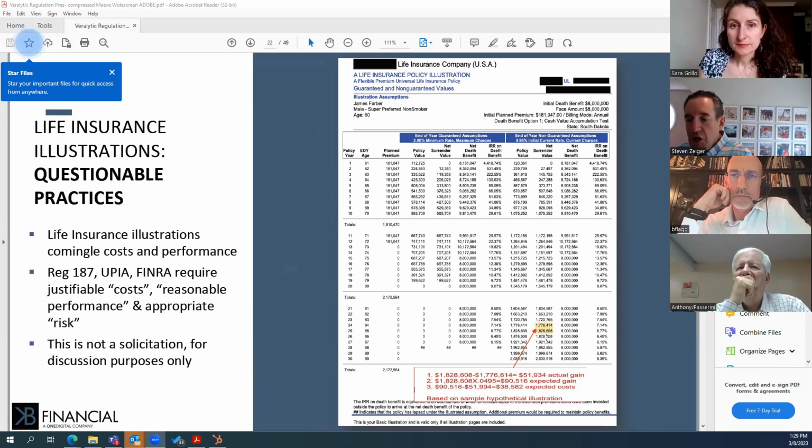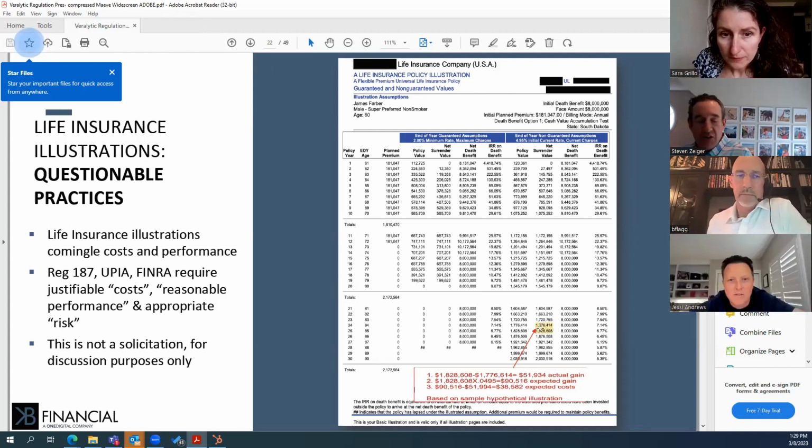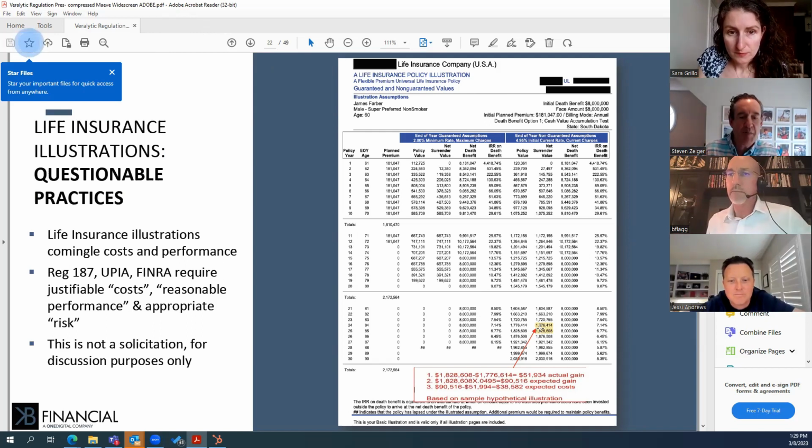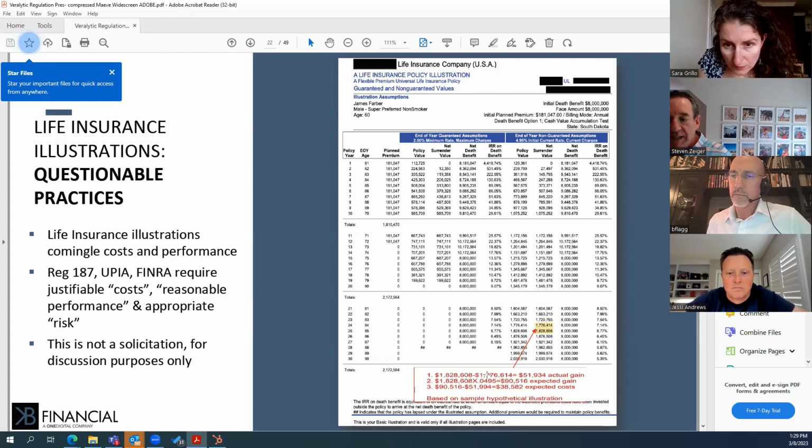Is that okay? So what we're going to do is look at the 25th year of this illustration. In the 25th year, the cash value is $1.828 million. Everybody see that? And the previous year is $1.776 million. And this is going to come back to Barry's answer in 2 minutes. So we have $1.828 million in the 25th year and $1.776 million in the 24th year. Let's subtract one from the other. The policy had a gain of $51,994, right?